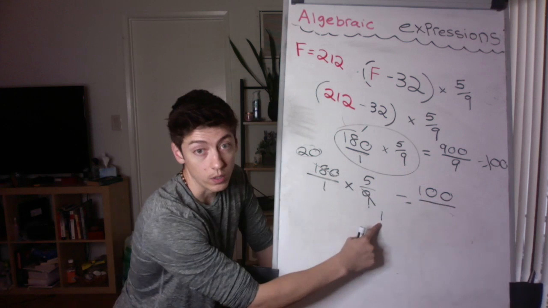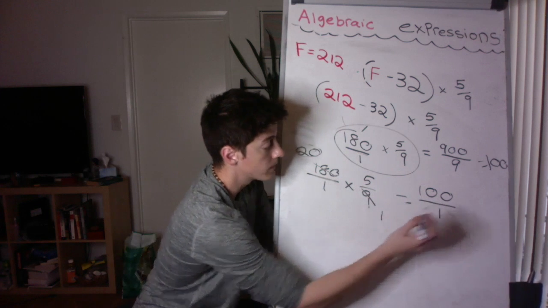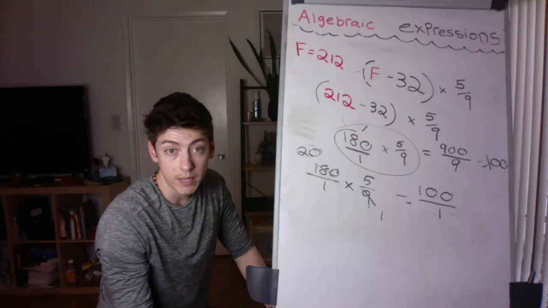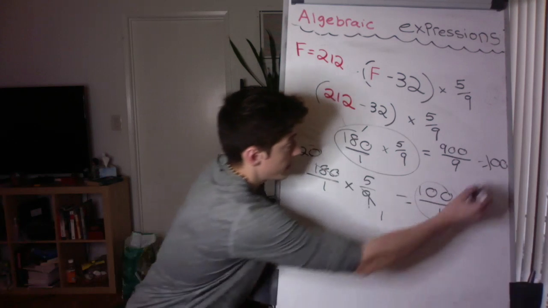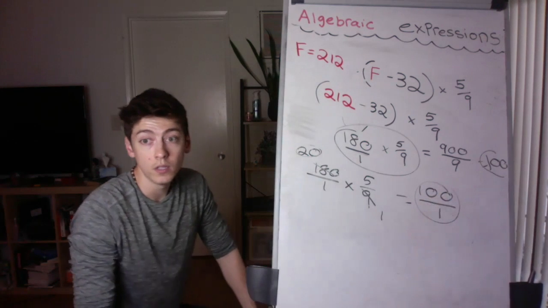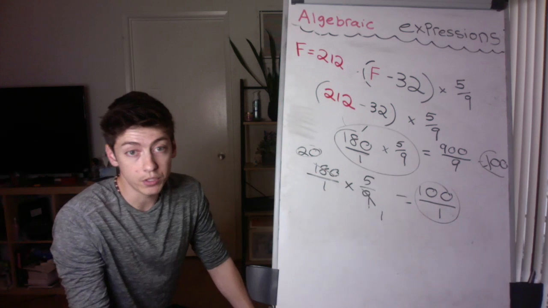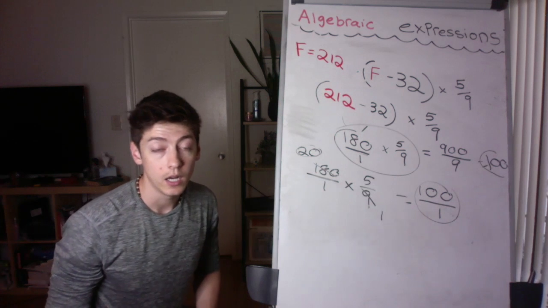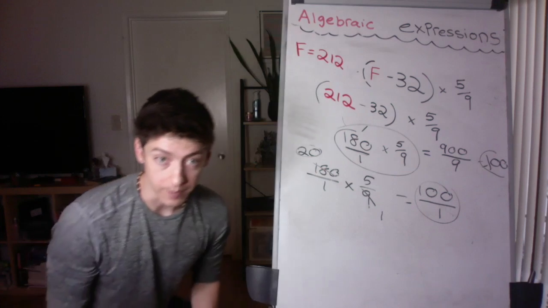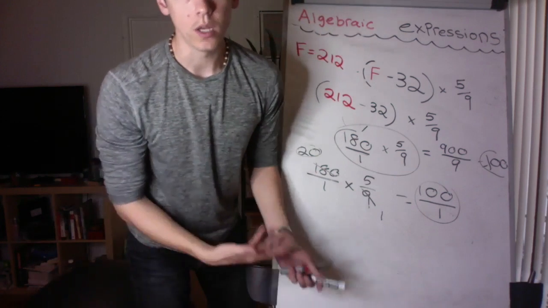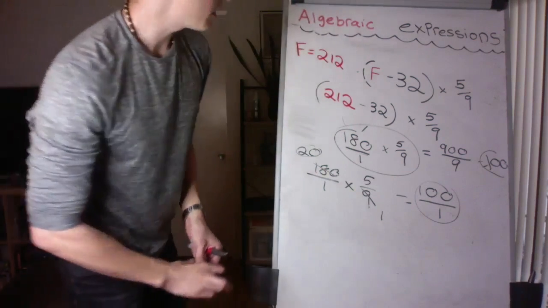And then we already know 1 times 1 is going to be 1. So same answer. 100 divided by 1, or 100 over 1, is the same thing as 100. And so this is the temperature in Celsius at which water will boil. And that's just one real-world example of how we can use an expression to simplify.